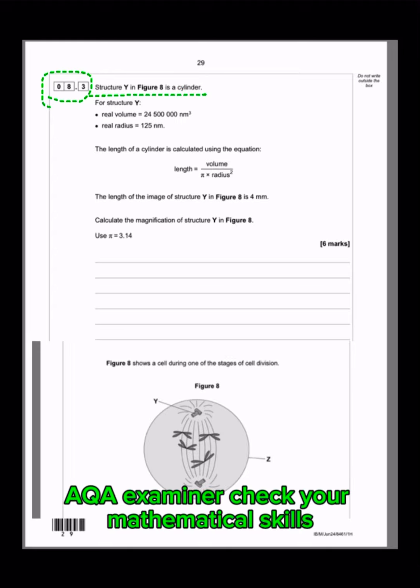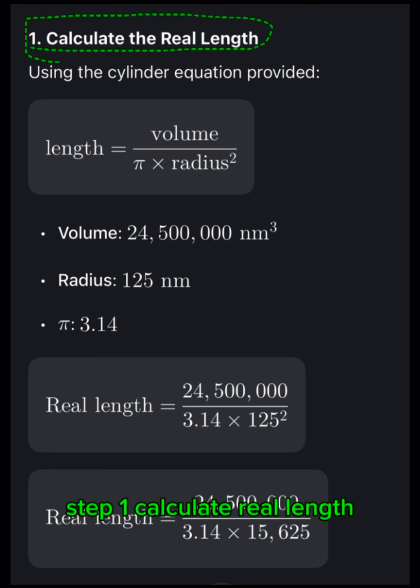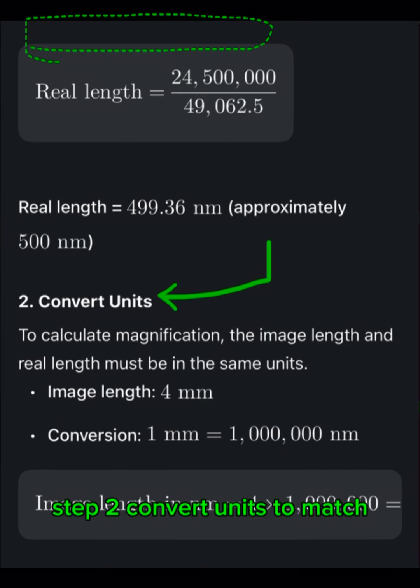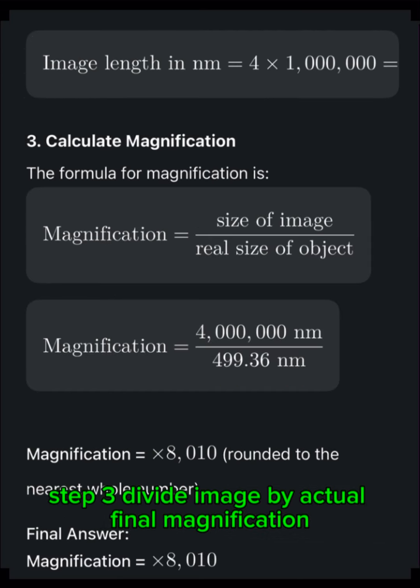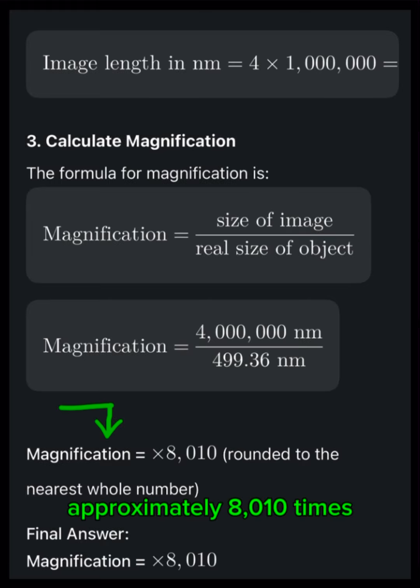Next question 8.3, part AQA examiner checks your mathematical skills, where figure 8 is used for magnification calculation. The formula is shown here. Step 1. Calculate real length. Step 2. Convert units to match. Step 3. Divide image by actual. Final magnification: approximately 8010 times.